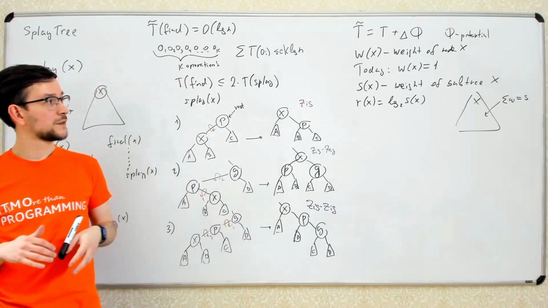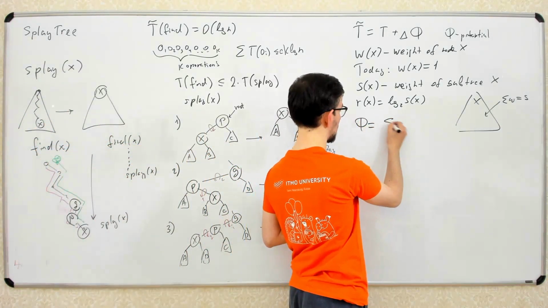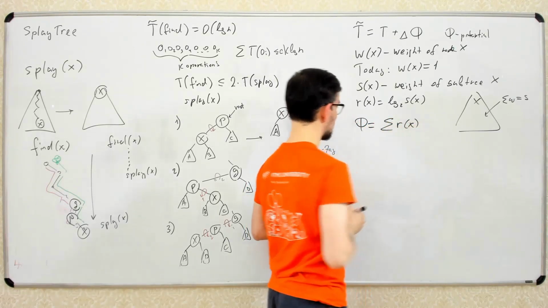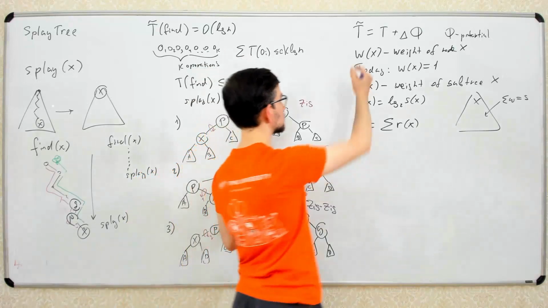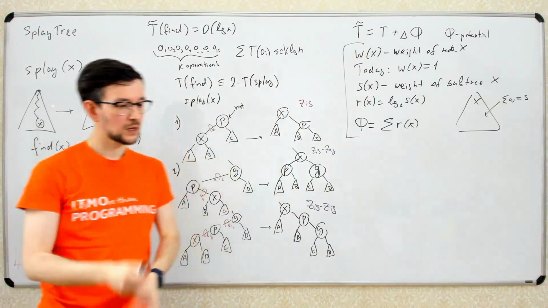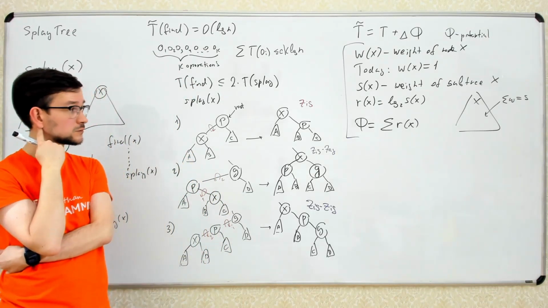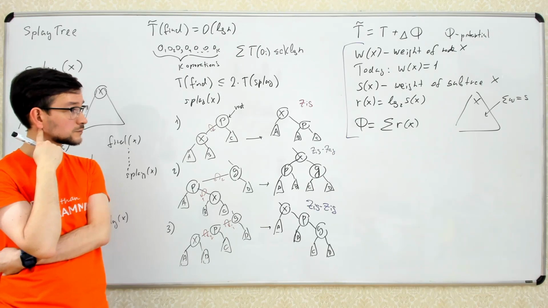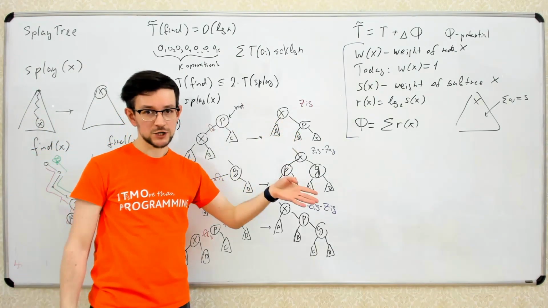Cool. That's all. That's the whole preparation. Now the potential will be just the sum of all ranks. That's the whole plan. That's how we construct the potential function for splay trees. Now, it looks like kind of magic, and it is kind of magic.